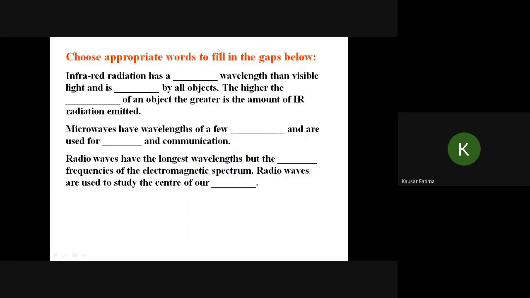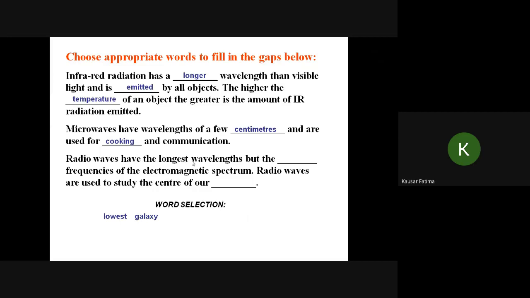Now again we have some blanks to fill up. Infrared radiation has, let us choose from there: emitted, lowest, galaxy, cooking, temperature, longer, centimeters. So what will come here in this: infrared radiation has a wavelength longer, of course, than the visible light, and is emitted by all objects. Depending on their temperature, the wavelength will vary. The higher the temperature of the object, the greater is the amount of IR radiation emitted by that body. So the wavelength is a few centimeters, and microwaves are used for cooking and communication.